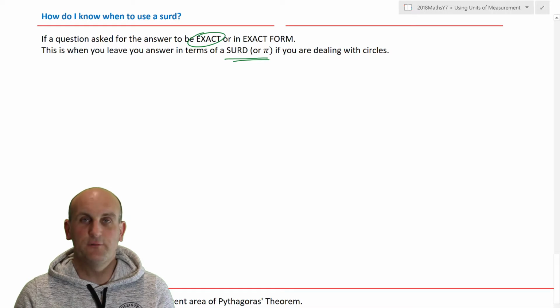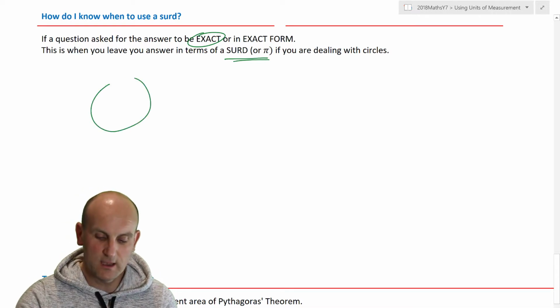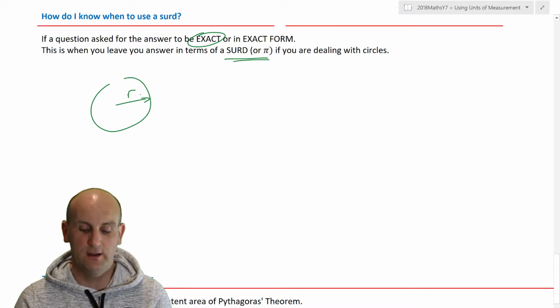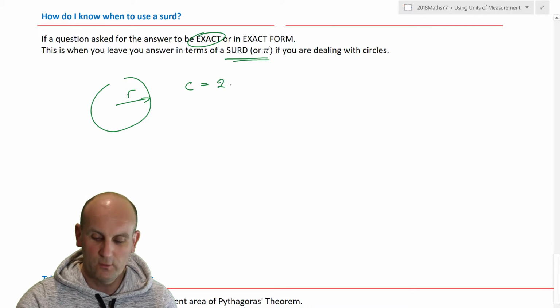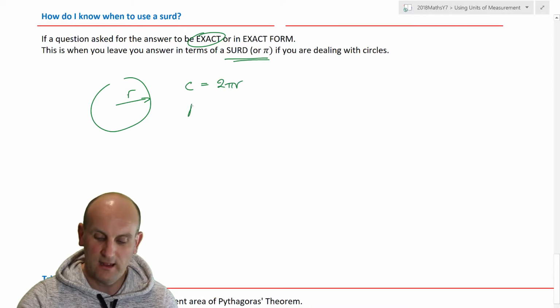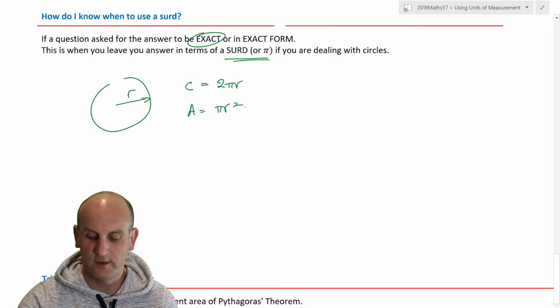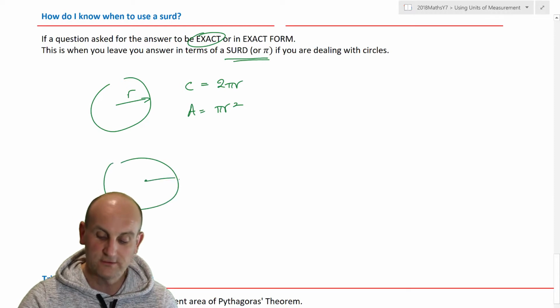For those of you who've done stuff with circles, you'll remember that we have a circle, generally with a radius, and there's all sorts of things we can find out with regards to circles. The most common ones are the circumference, which is 2 pi r, and the area, which is pi r squared. So if I had a circle, that's a really bad circle.